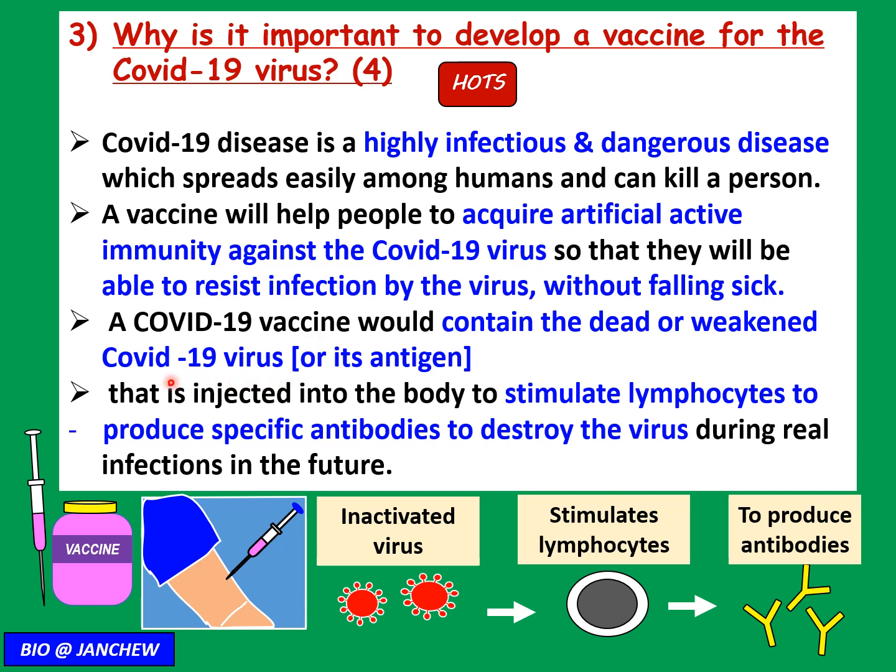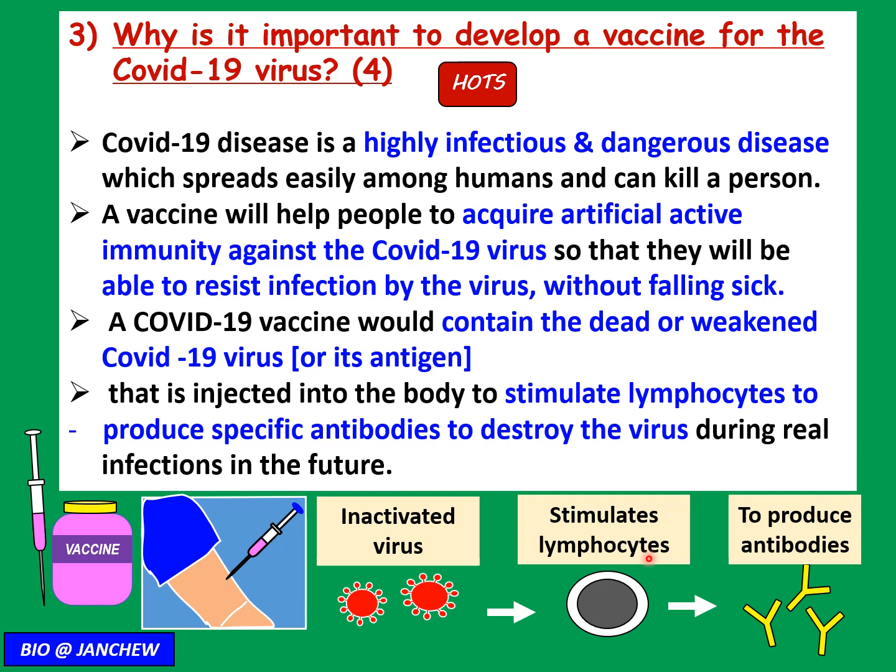So why do we have to use this inactivated or maybe dead COVID-19 virus? Now, this virus in the vaccine is injected into the body of a person, and that person's lymphocytes will be stimulated to produce specific antibodies to destroy the virus, because we have given the body a sample of the virus or its antigen, that is the spike protein. So the lymphocytes will get to work to produce specific antibodies to destroy this foreign substance or foreign particle. In that way, they will prepare the body to really destroy the virus during real infections in the future, because they already have the specific antibodies beforehand.